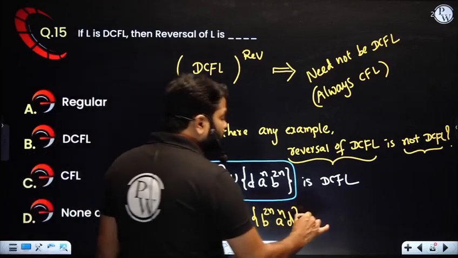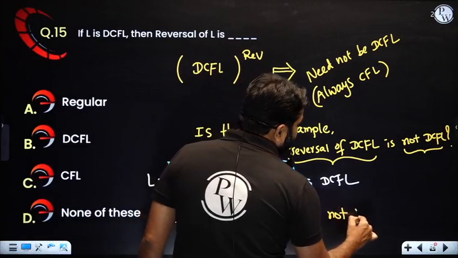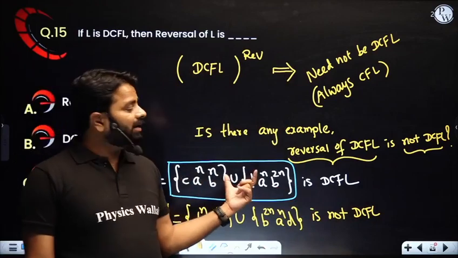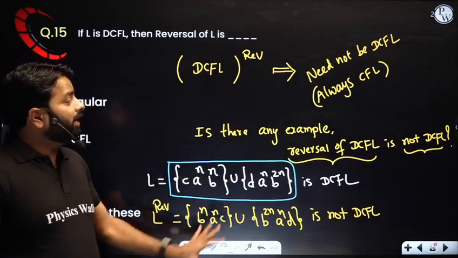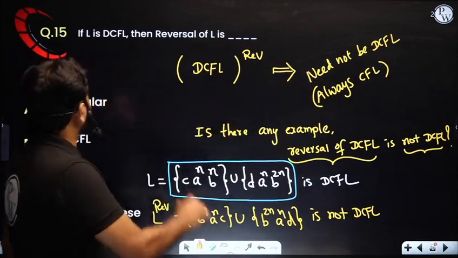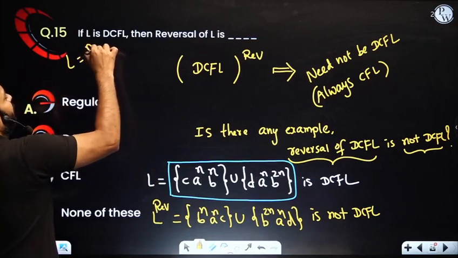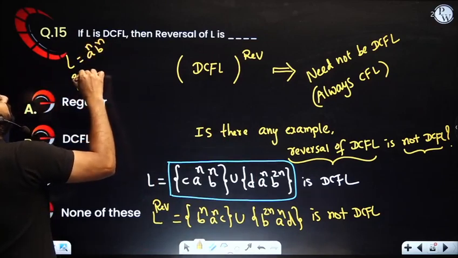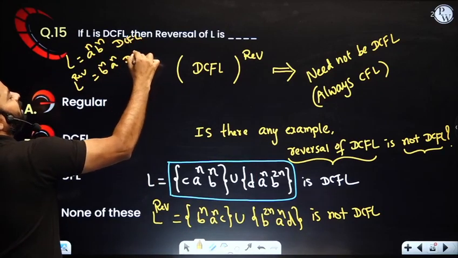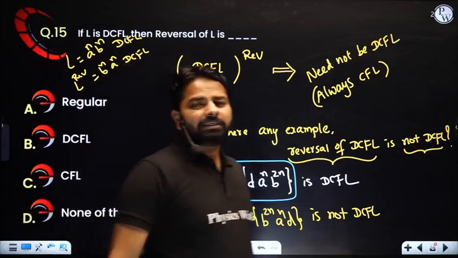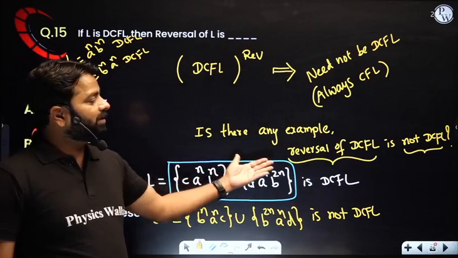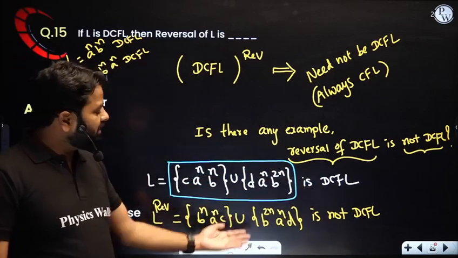So this is not a DCFL. That's what I have shown. I have taken a DCFL and shown that its reversal is not a DCFL, but in general that need not be the case. Sometimes if I simply take the language L equal to A power n, B power n, what is its reversal? B power n, A power n, and both are DCFL. That doesn't mean that every time you get a DCFL. For some DCFLs the reversal is a DCFL, and for some DCFLs the reversal is not a DCFL.